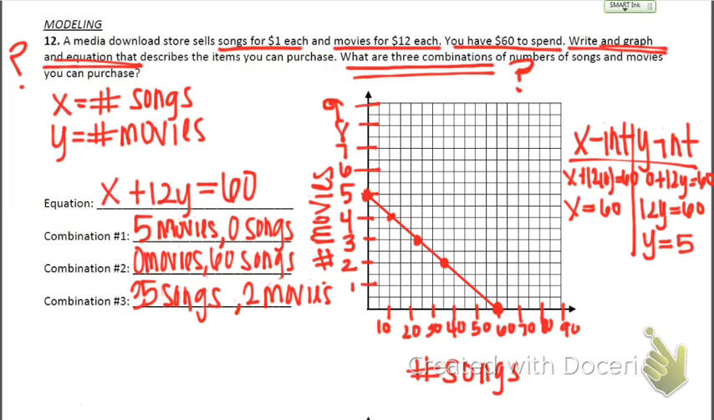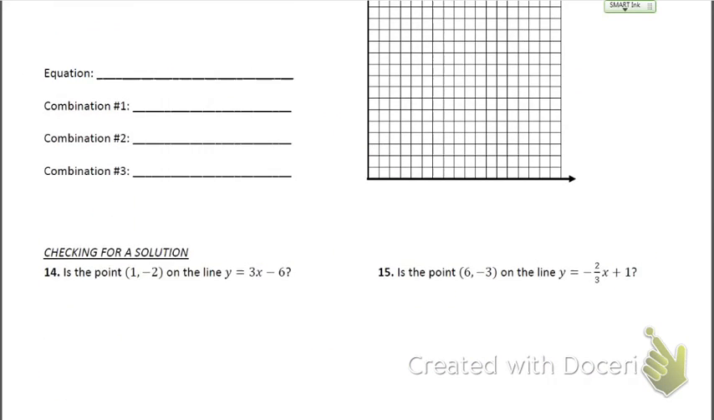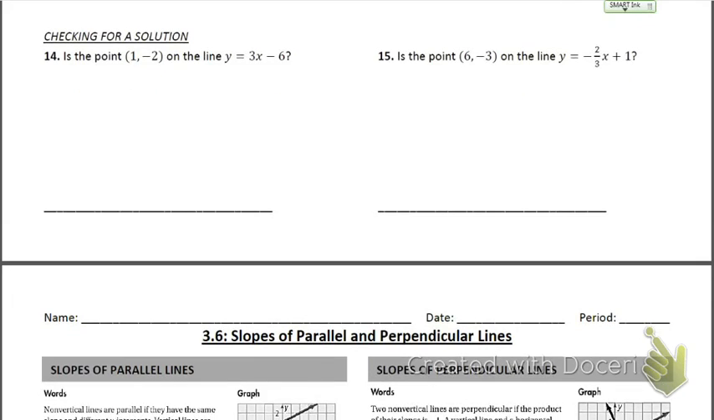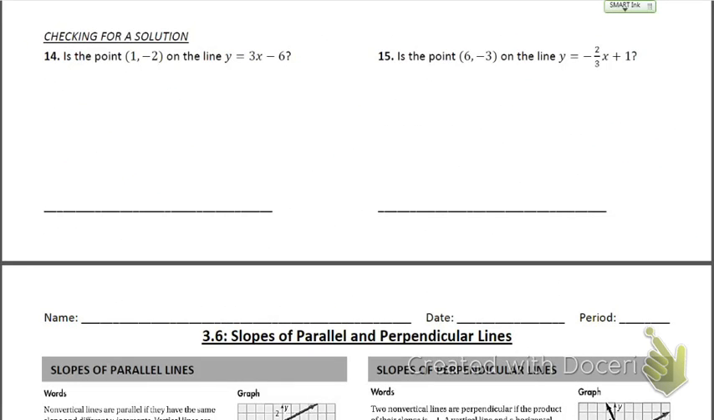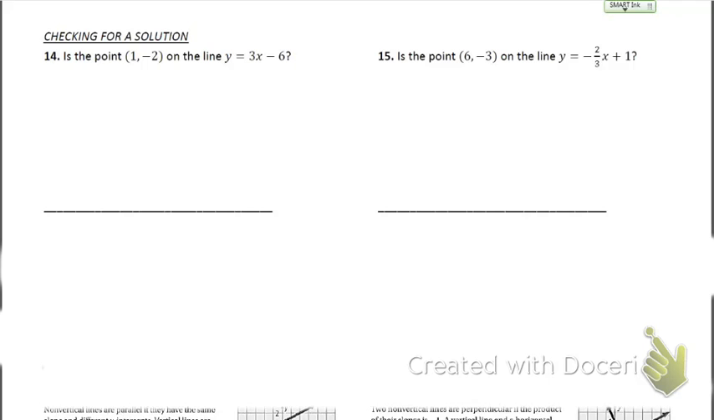So we have a similar problem on 13 about t-shirts and sweatshirts. I am going to skip that one. And let's look at the very last part of this, which is checking points. So I do suggest that you work on 13, but for the sake of time, we're going to just look at 14 and 15.